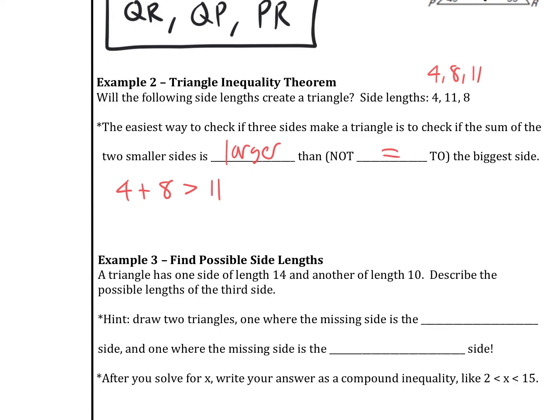Let's check this out. What's 4 plus 8 going to be? It is 12. Is 12 larger than 11? It is. This is going to be yes. This is a triangle because 12 is bigger than 11. And that's all there is to it.